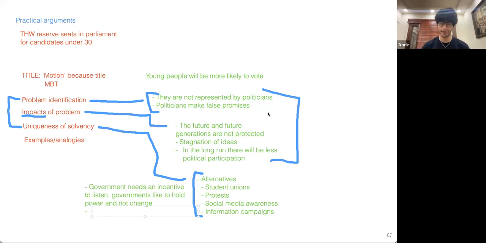So think about it like this. Proposition says young people do not vote because, number one, current politicians don't represent them, and number two, politicians make false promises. Opposition will say, we agree. But if student unions are created, if people protest, if we spread awareness through social media and launch information campaigns, young people will anyways be more likely to vote. You don't need to reserve seats in parliament for them.